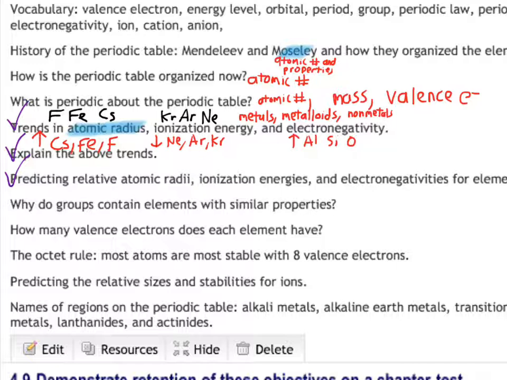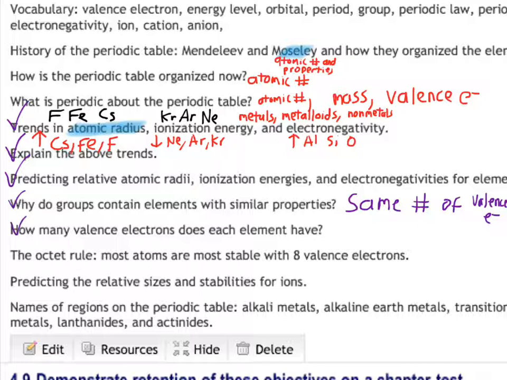Groups contain atoms that have similar properties because they have the same number of valence electrons for each group. You can figure out the number of valence electrons that each element has by looking at its group number. So it goes 1 for group 1, 2 for group 2. The transition metals, groups 3 through 12, have varying numbers of valence electrons, 1 or 2, and then 13 is 3, 14 is 4, 15 is 5, 16 is 6, 17 is 7, 18 is 8.